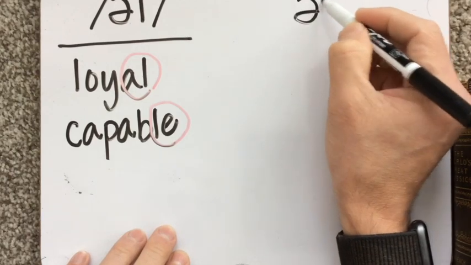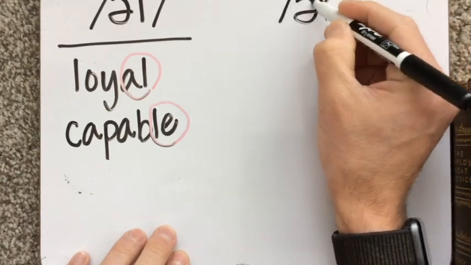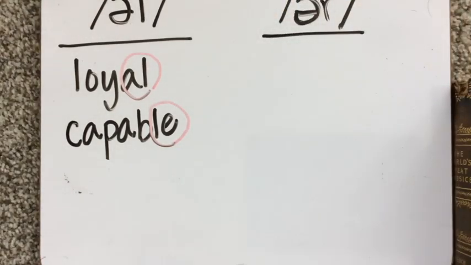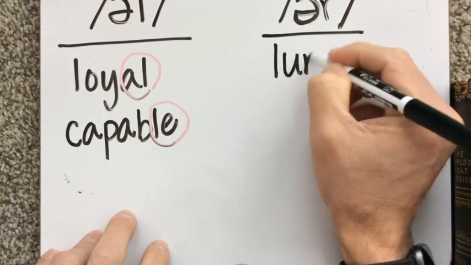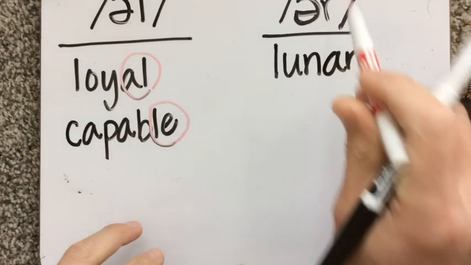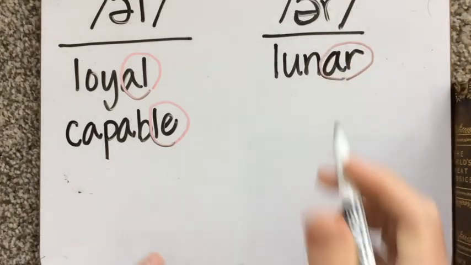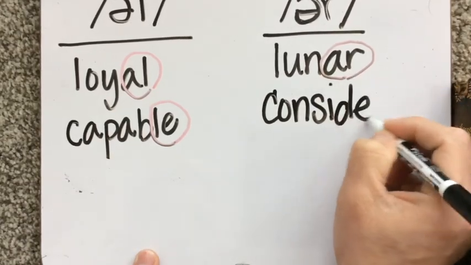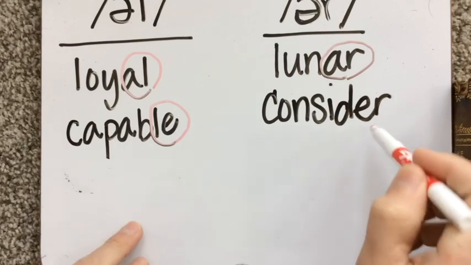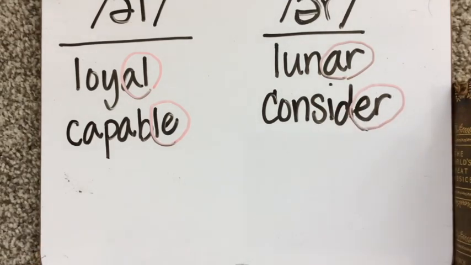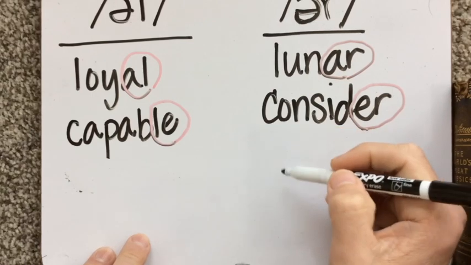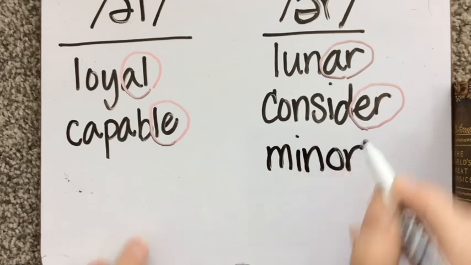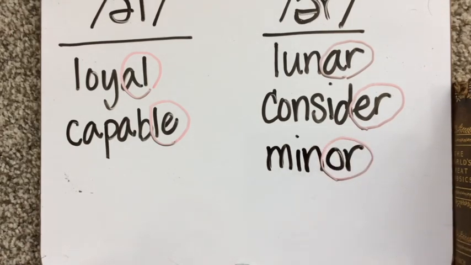For our second sound, it kind of looks like an upside down E. We have a few spelling patterns that you can think about. If we look at the word lunar, we get this sound from AR. If we look at consider, we get that sound from ER. And our last word, let's look at minor. We're getting that sound from OR.